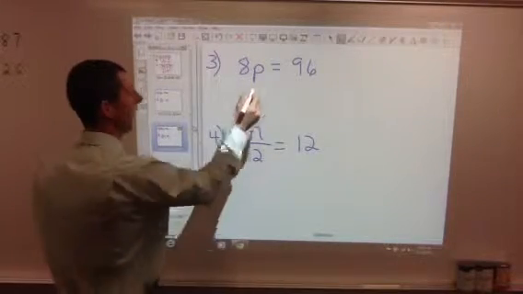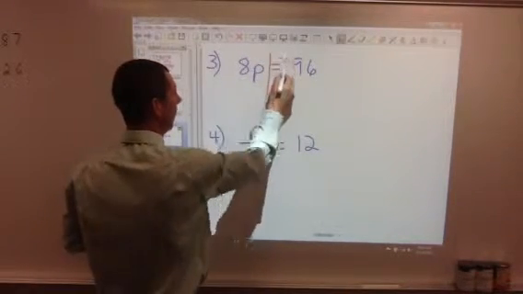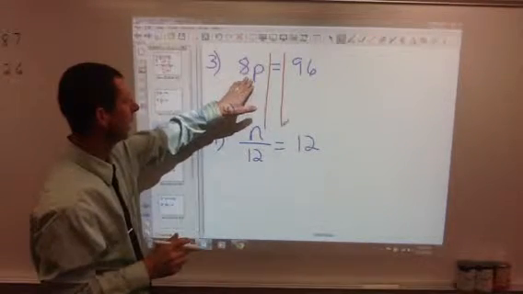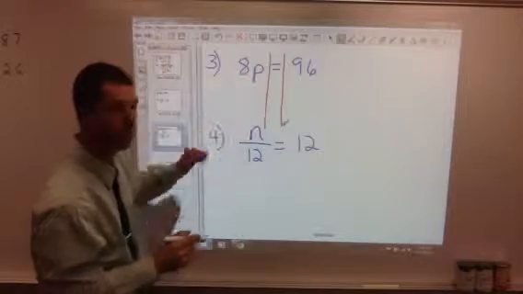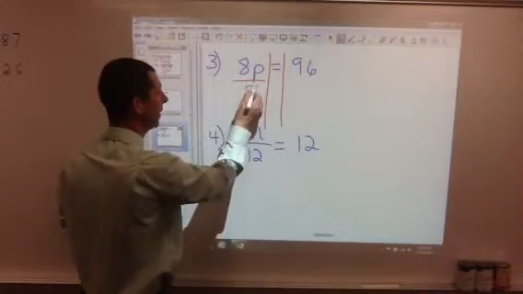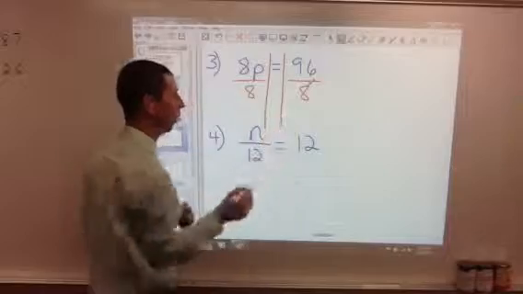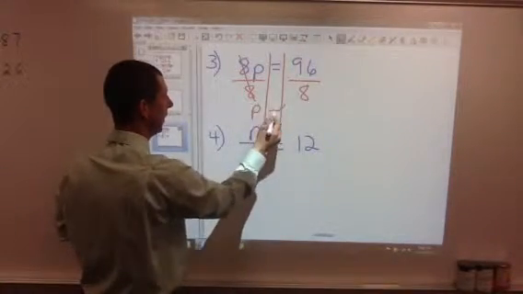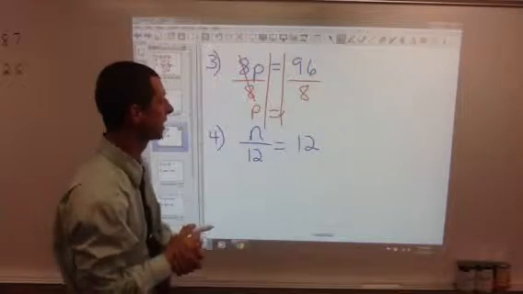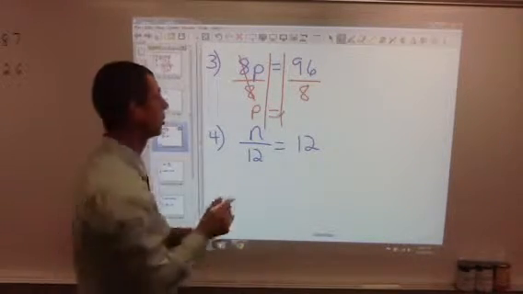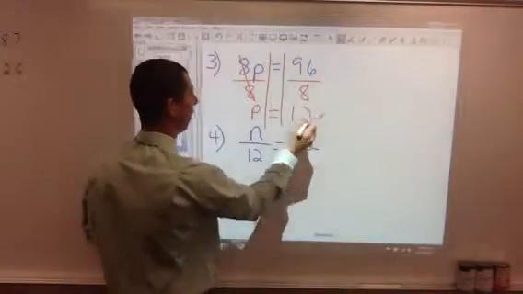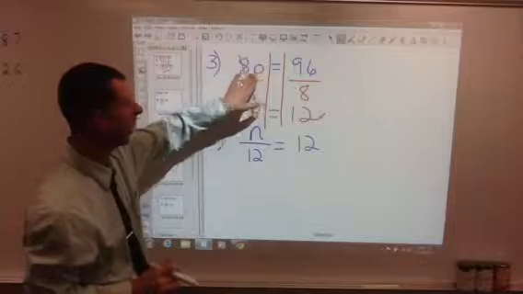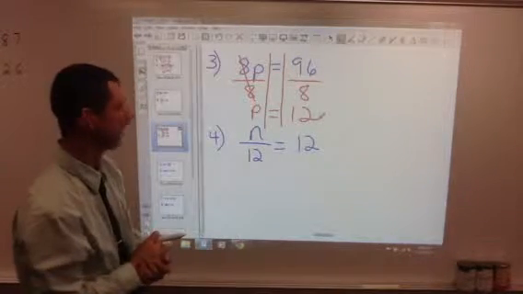All right, here is number 3 from the textbook. Now we want to get rid of our 8. It's 8 times p, so we're going to divide by 8. Divide by 8. We show it again with that fraction bar. These 8's cancel, so cancel it out. P equals 96 divided by 8, which is going to be 12. Okay? And we can check it. Put 12 in here. 12 times 8 is 96.